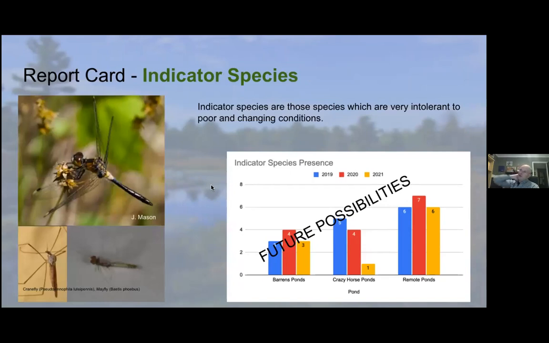Other similar things were indicator species. In terms of our report card, it'd be really interesting to have indicator species. Those are the species that are really intolerant to poor and changing conditions. So there's this ratio called the EPT ratio, that's mayflies, stoneflies, and caddisflies. Those are Latin names. And looking at the macroinvertebrates, those species are good indicators, especially the mayfly larvae, because they have very fragile gills that are very intolerant to pollution. So again, future ideas for these report cards.